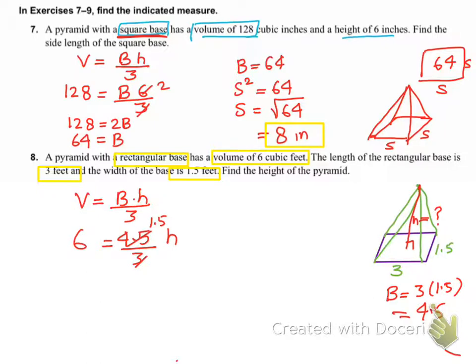And up to you, how do you want to solve it? So 1.5h is 6. Divide both sides by 1.5: 6 over 1.5 is 4. So height is 4, it's in feet, 4 feet. That's your answer. I hope you get it. Let's move to question number 9.